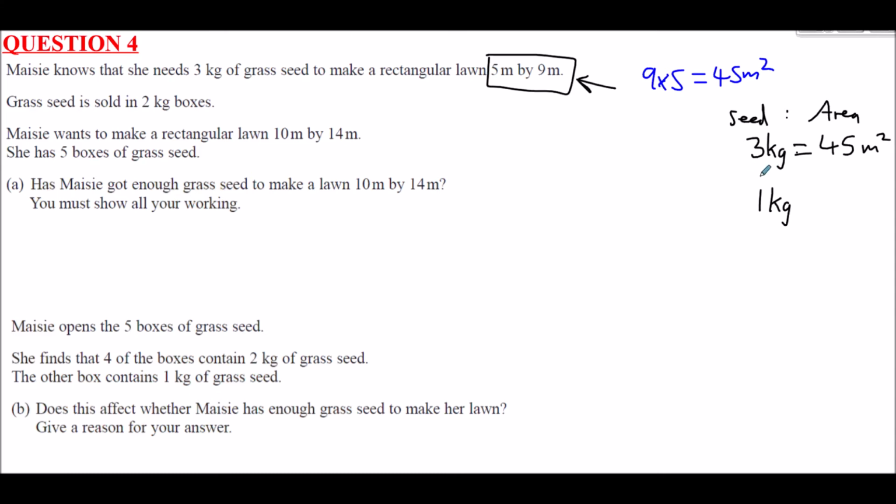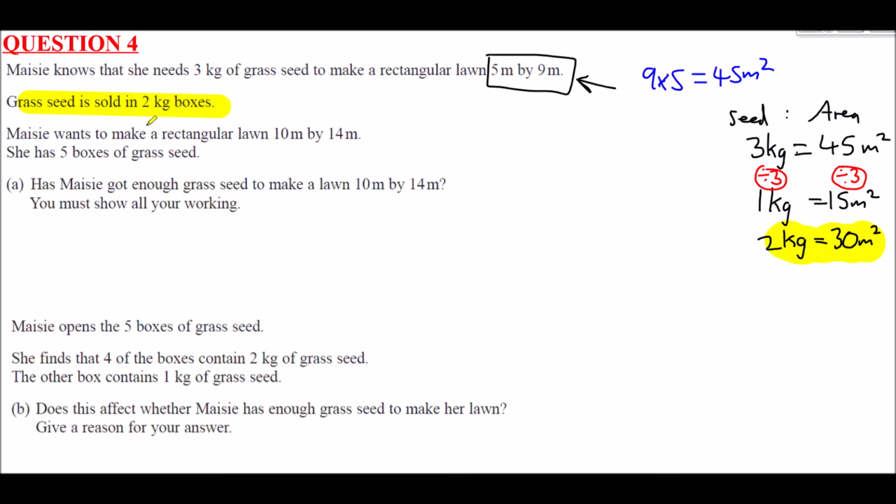I could divide by 3, and if I did that, I'd divide the other side by 3. So 45 divided by 3 would give us 15 square meters. Then we can multiply by 2 because we're interested in 2 kilogram boxes. A 2 kilogram box would be enough to make a lawn of 30 square meters. So each one of our boxes, 2 kilograms, would be enough for 30 square meters.